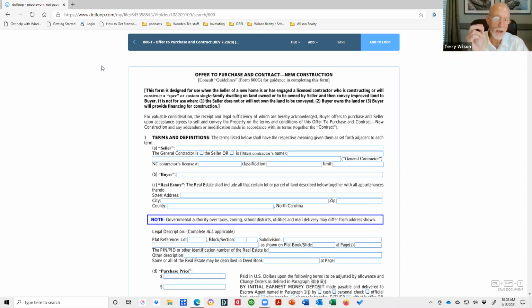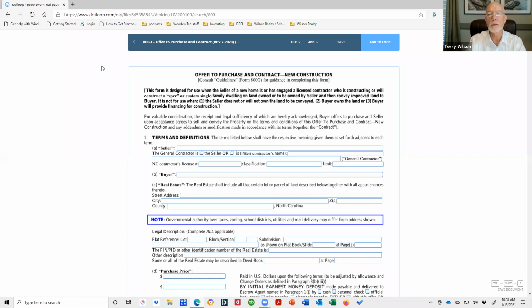However, you should not use this form if, one, the seller does not or will not own the land to be conveyed, or two, the buyer owns the land, or three, the buyer will provide financing for construction. These are not and statements. If one or two or three apply, then you do not use this form. So again, you do not use this form if the seller does not or will not own the land.